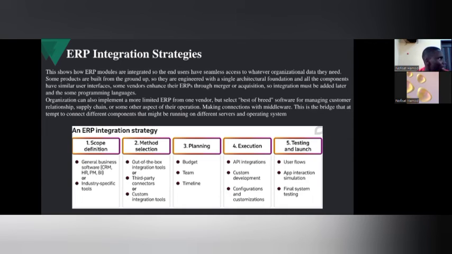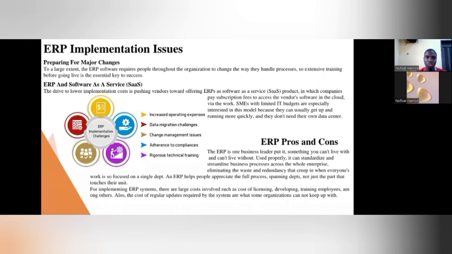Planning. ERP can be integrated into the business through budgeting, team, and timeline. Execution. ERP can be executed through an API integration, custom development, configurations, and customization. Testing and launching. So ERP can be tested and launched in the business using user flows, app integrations, simulation, and final system testing.